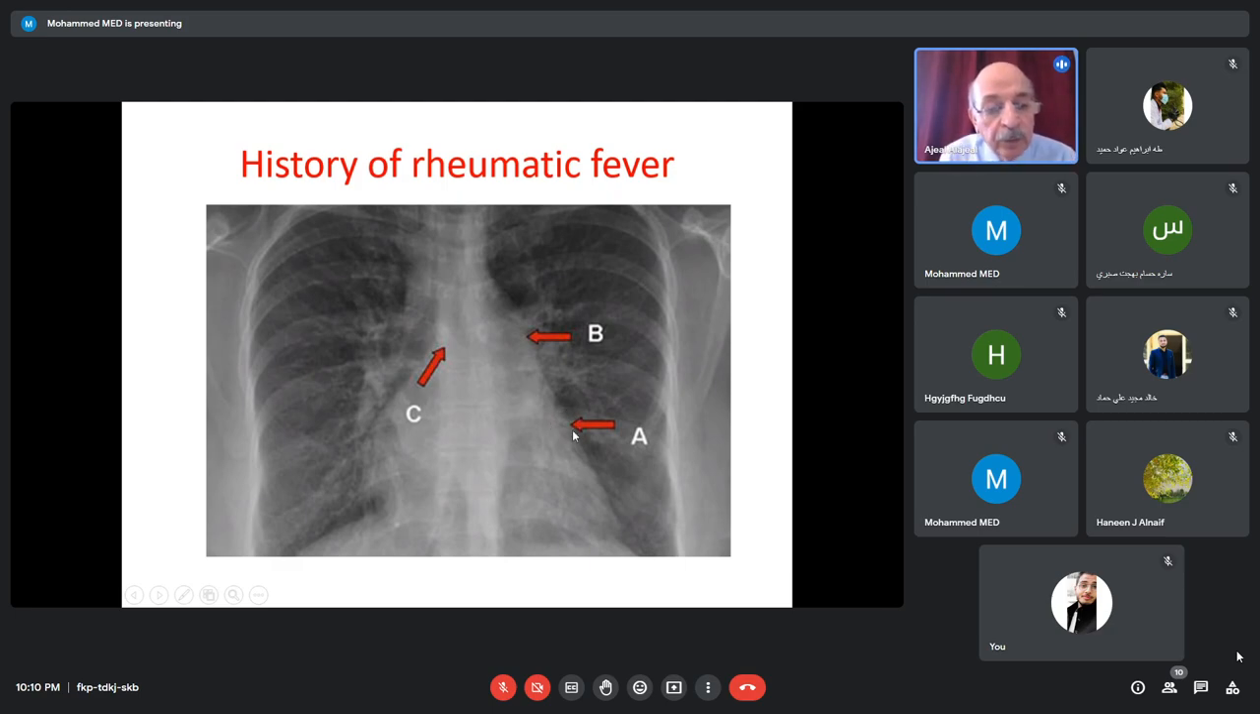Is mitral valve disease common with rheumatic fever? Yes, very common. One of the commonest complications of rheumatic fever in the heart is mitral valve disease, whether mitral stenosis, mitral regurgitation, or mitral valve disease, which means both stenosis and insufficiency. Next, please.